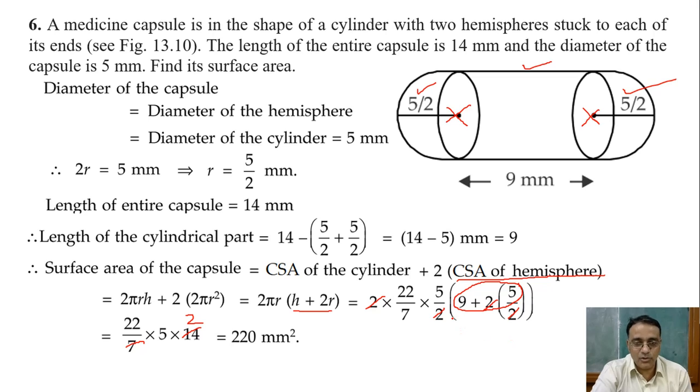Now if we solve separately here, both will come in decimals. This part also in decimal, this part also in decimal. So you will never get the round figure. You will get somewhere around 219 point something. So that is why I always suggest that first write the formula, then take common, then substitute. Is that clear to all of you?